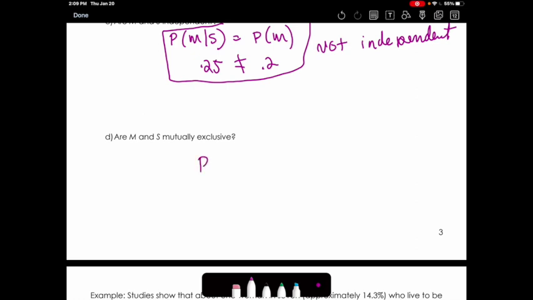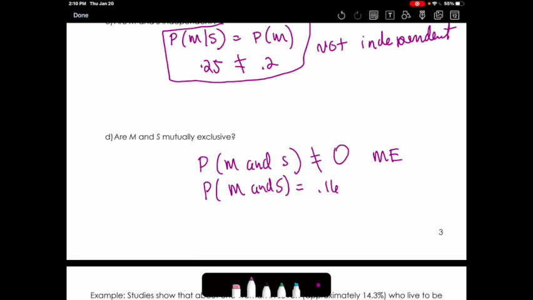Okay, part D says, are M and S mutually exclusive? In order for M and S to be mutually exclusive, they cannot happen at the same time. And so in order for that to happen, the probability of M and S has to be 0. But in this case, we found in part A that it is not 0. We found that the probability of M and S was 0.1625, which means since it's not 0, it is not mutually exclusive.